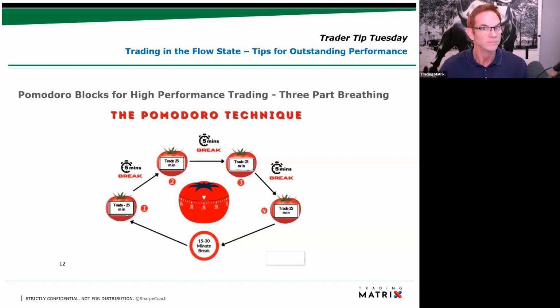So, how'd we do? This is what Trader Tuesday is all about, right? Trader Tuesday is about coming in here and me sharing with you elite tips like these to help you perform at an elite level. Try this. Try 3-part breathing and the Pomodoro block. I think you'll be amazed at what it can do for you.